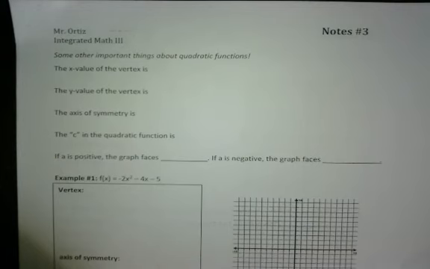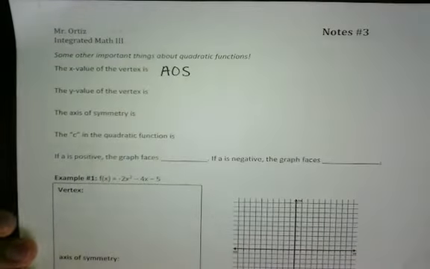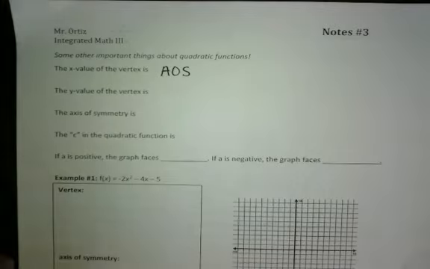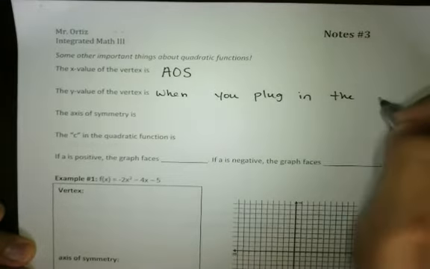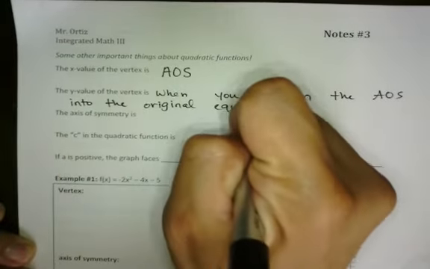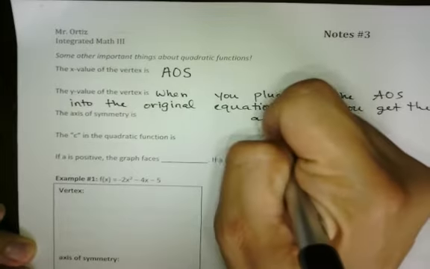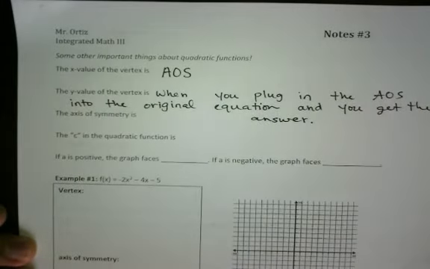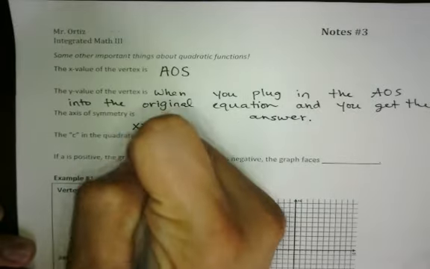Okay. So, going over a few vocabulary. Now I'm going to go over a few things just so that you guys get all the information that you need. The x value of the vertex is the axis of symmetry, or what I also refer to as the AOS. And the y value of the vertex is when you plug the AOS into the original equation, and you get the answer. That one doesn't make sense. That is okay, because I am going to explain all of this in detail in a second.